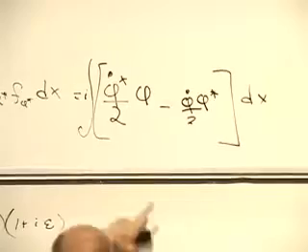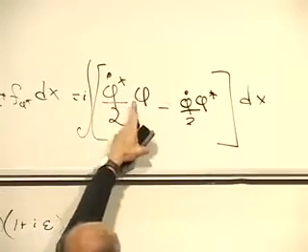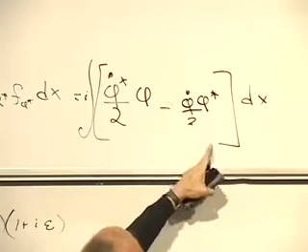I'm losing it. It's getting late. Phi star dot phi minus phi dot phi star. Okay.